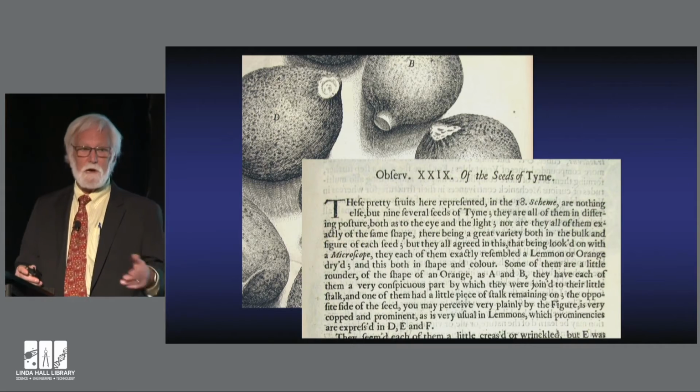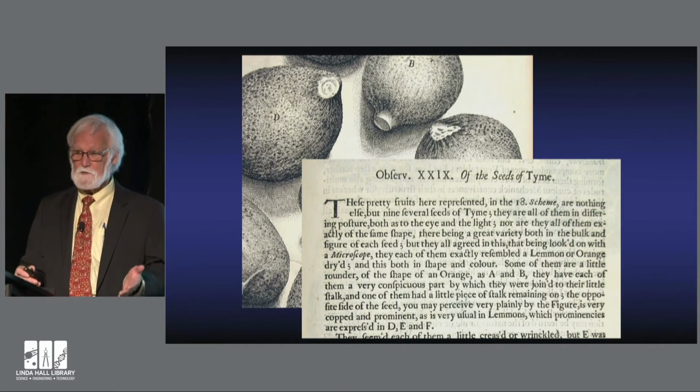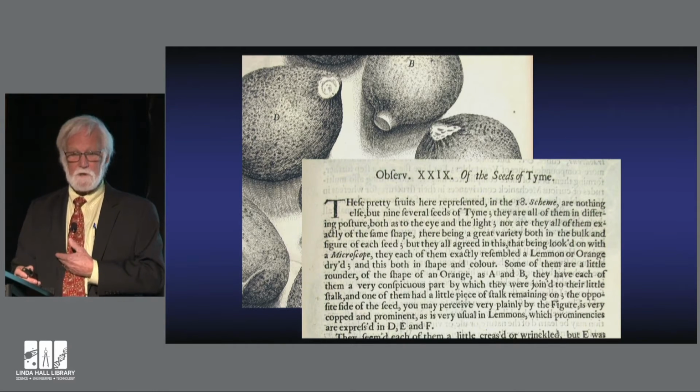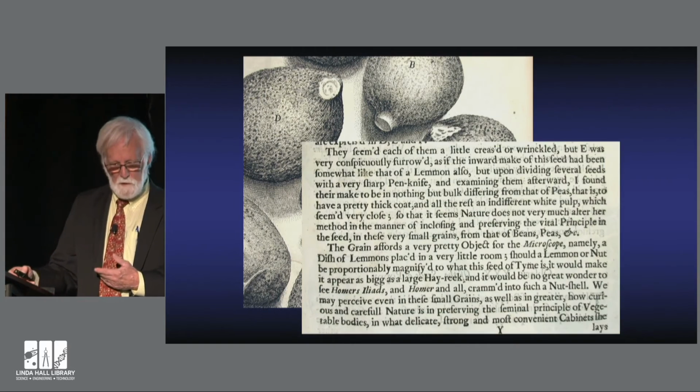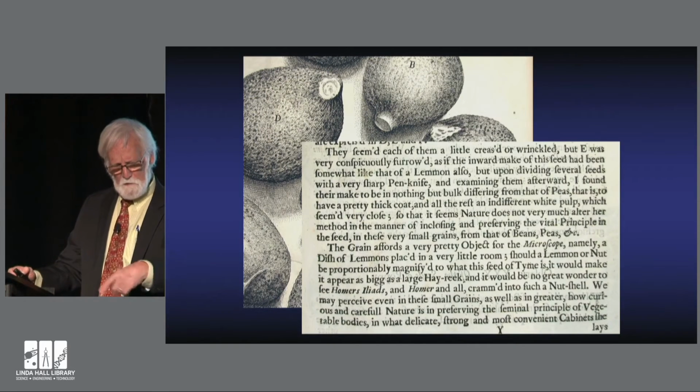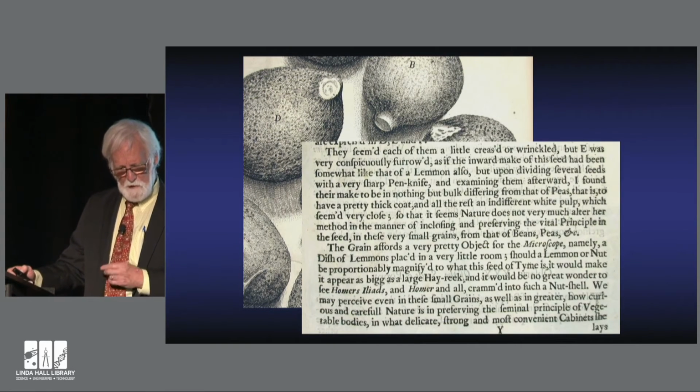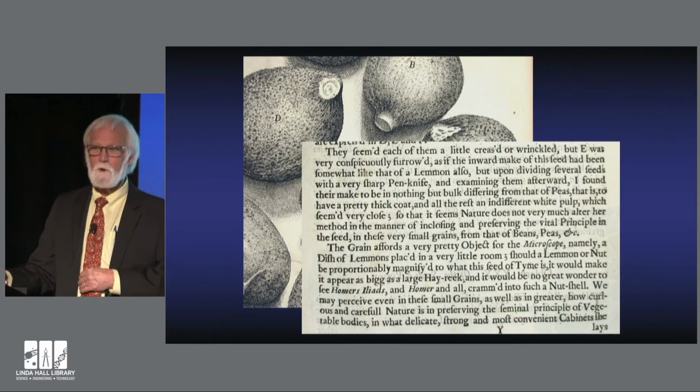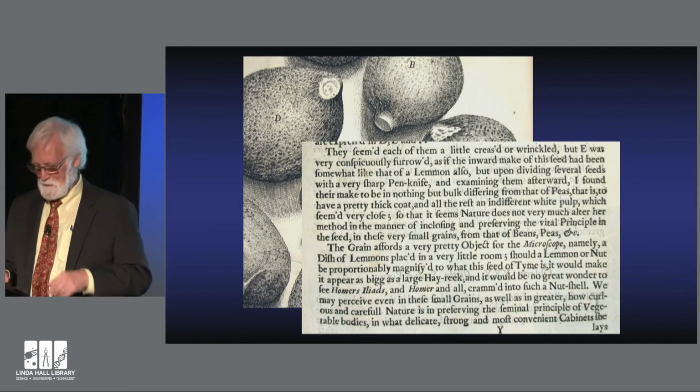And it's very clear that this is an image of what he saw. This isn't a generic picture. This is exactly what he saw. And because he had great artistic ability, it's what he was able to draw. I show you this just because I love this phrase in the second paragraph there. The grain affords a very pretty object for the microscope, namely a dish of lemons placed in a very little room. So that's his description of his little tiny seeds.